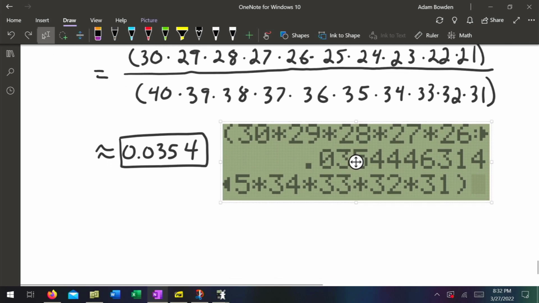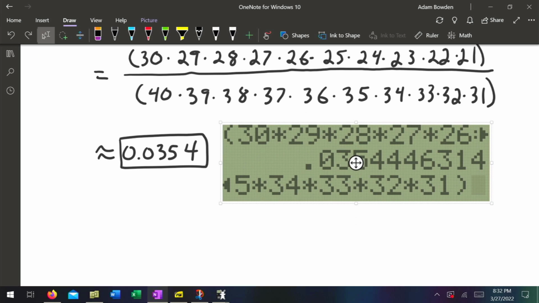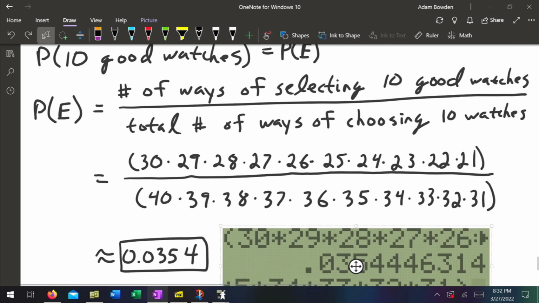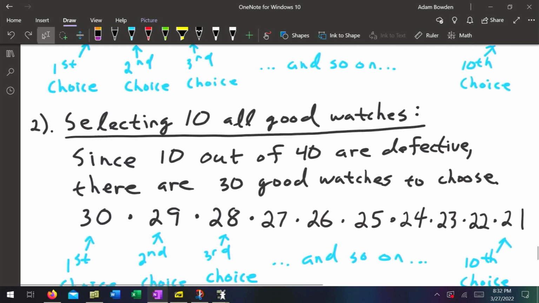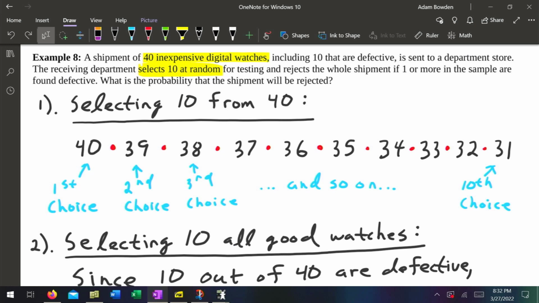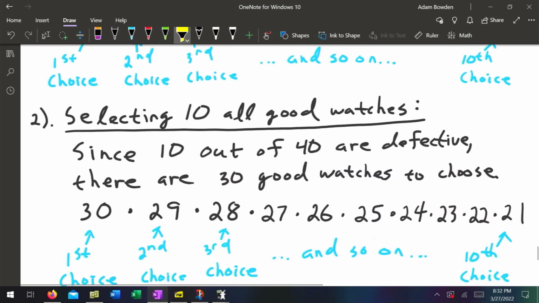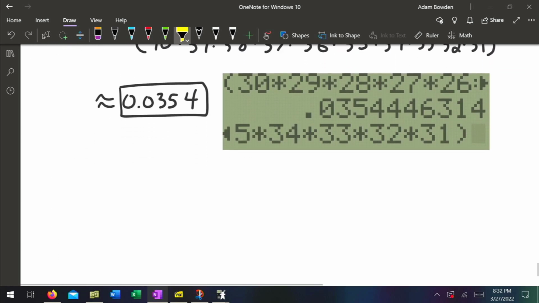Okay, what did we just find? Well, we found the probability of selecting, again, 10 good watches. The question, on the other hand, asks what is the probability the shipment would be rejected? So let's go back up there real quick and verify what we're trying to do again. And we're going to reject the shipment if one or more of the samples are found to be defective. So that means what happens if we don't get all good watches? What if at least one of the watches was not good?